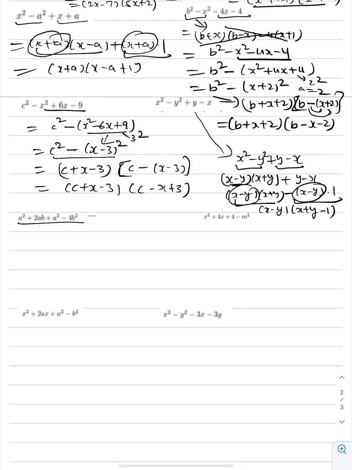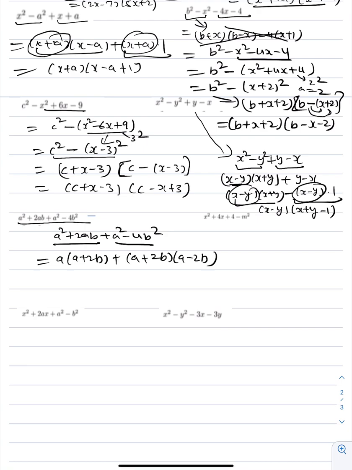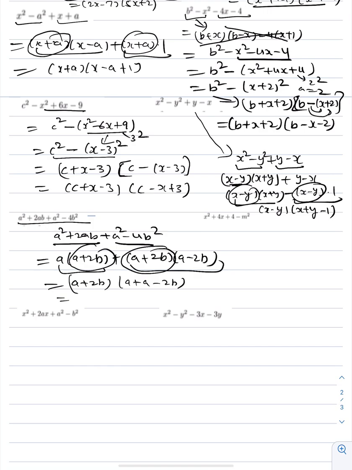Okay, this one is a squared plus 2ab plus a squared minus 4b squared. Now again, you need to group the first and second terms and the third and fourth. So here you have a common, a plus 2b. And this one is again a difference of squares, a plus 2b, a minus 2b. Now from here, you can see a plus 2b is common. So you get here a plus a minus 2b. So this is equal to a plus 2b. Collecting like terms is 2a minus 2b. Now 2 is common. So you will take 2 out, a plus 2b and a minus b here.